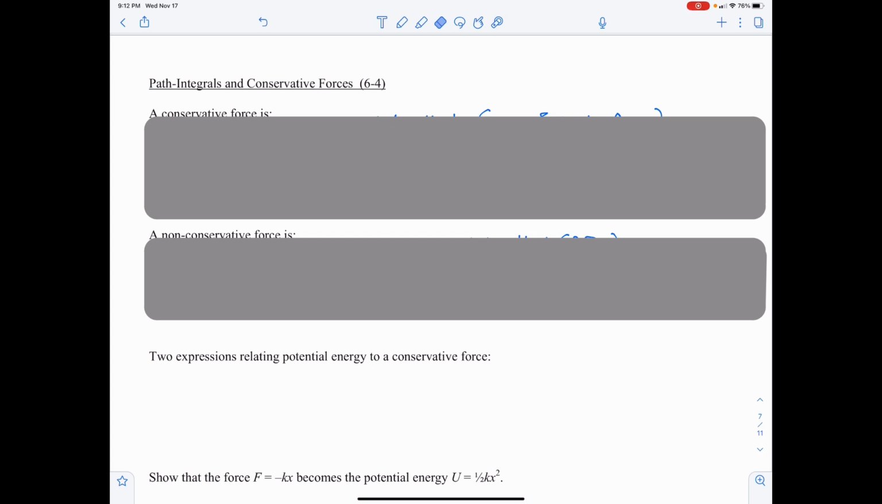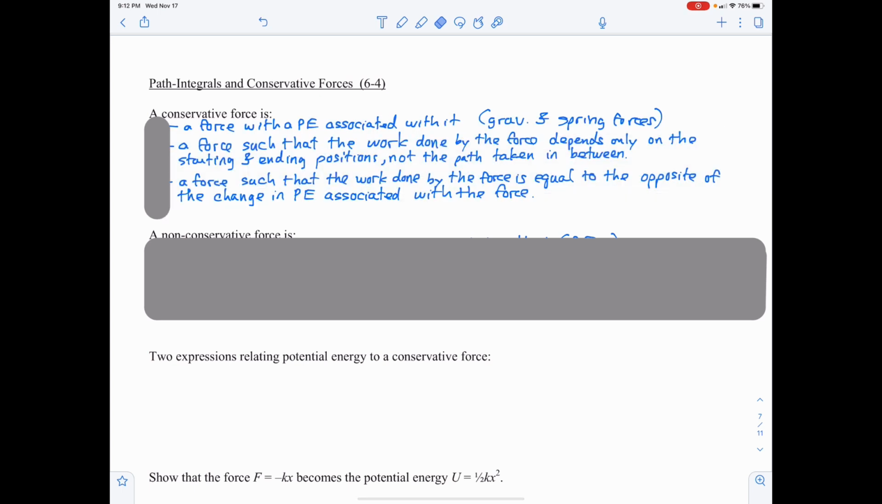Let's go ahead and differentiate between conservative and non-conservative forces. A conservative force is one with a potential energy associated with it, such as gravitational or spring forces. Those have potential energies, therefore they are representative of conservative forces. Conservative forces are also ones where the work done by the force only depends on the starting and ending positions, not the path between them. And finally, a conservative force is one in which the work done is equal to the opposite of the change in potential energy.